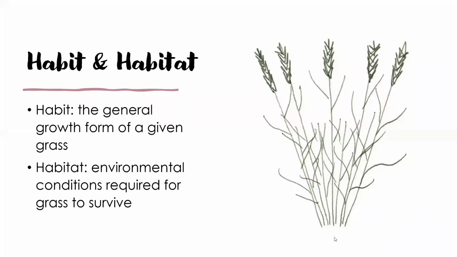Other grasses don't grow like that, and they're more rhizomatous and will form more of a monoculture as they spread and grow. Habitat, we all know, is those environmental conditions required for a grass to survive, okay? So different than habit, and just a good reminder to have.